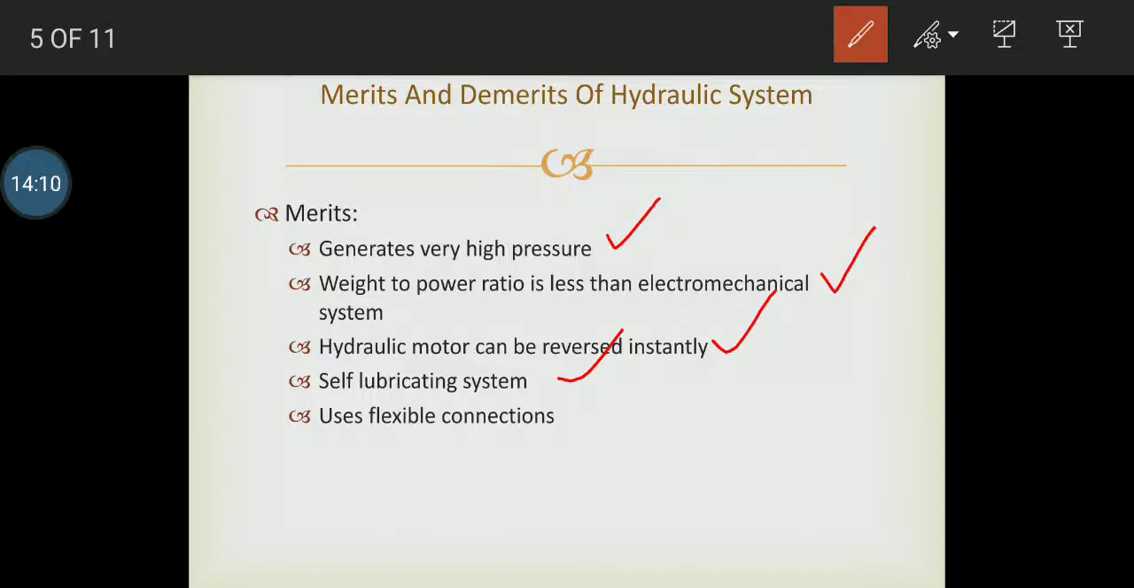Again, use of flexible connections, correct? Because we are using a fluid, we need flexible connections over there. Means hoses or any other kind of pipes we are going to use over there. So because of which it is very easily applicable for the use of a hydraulic system.